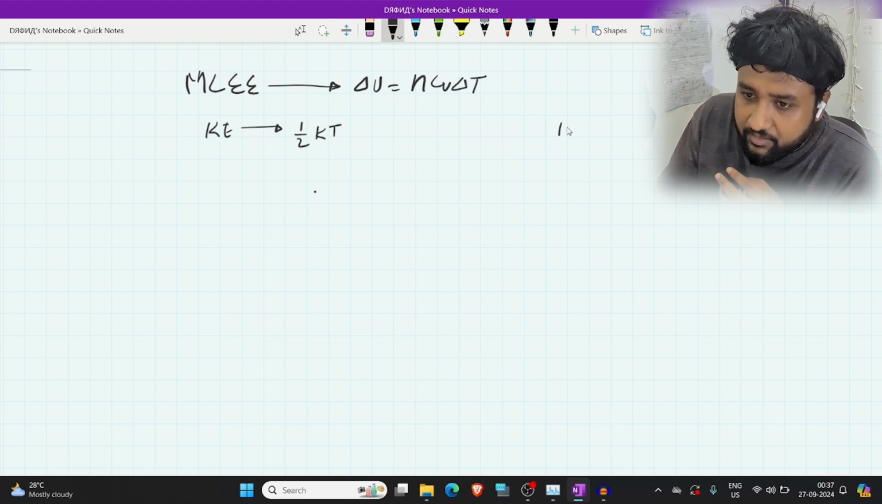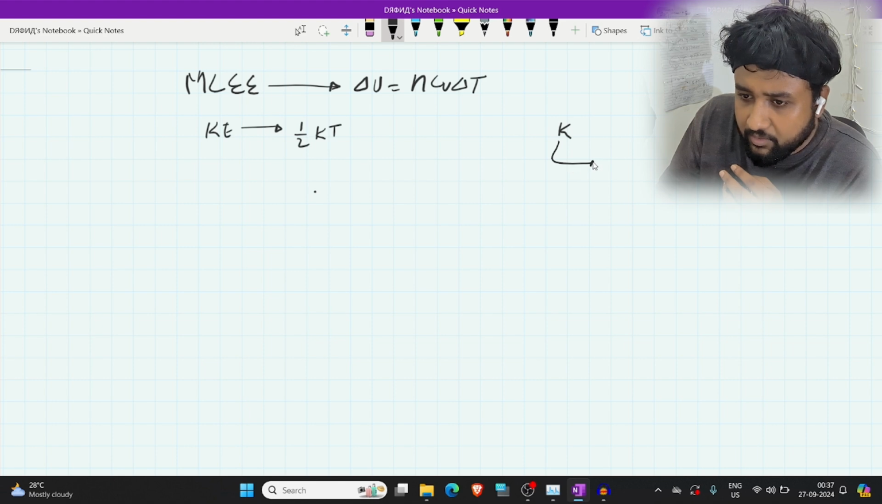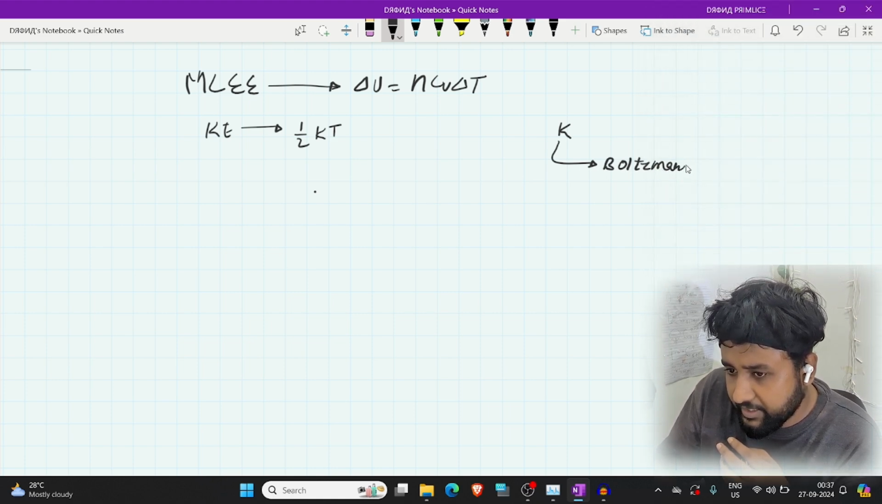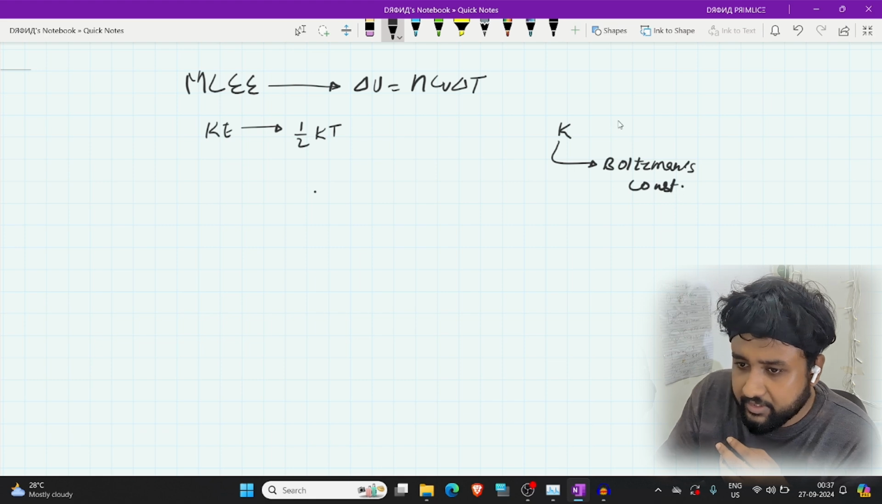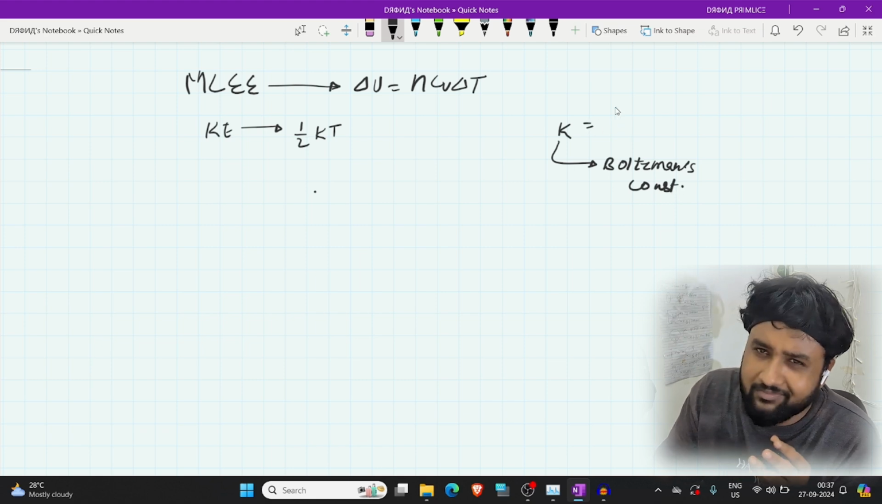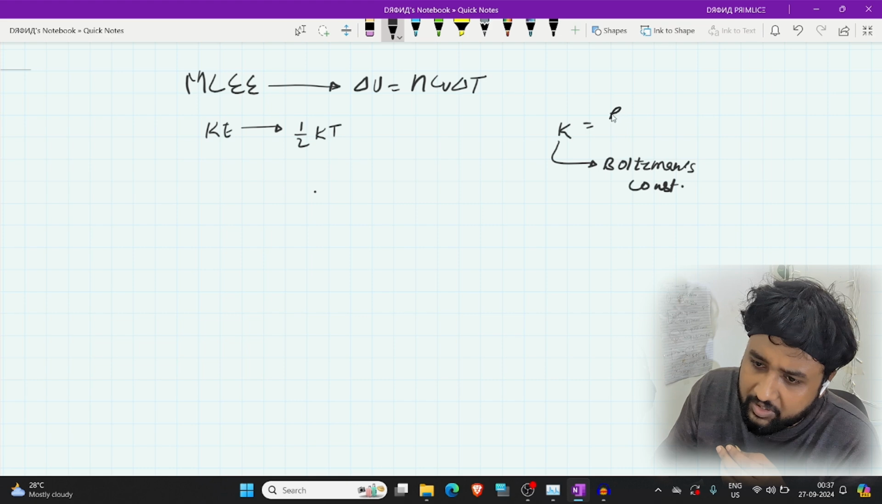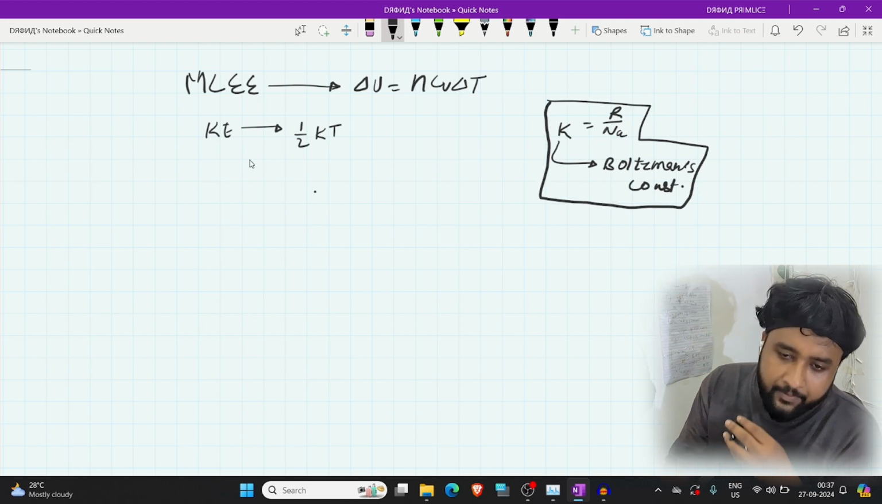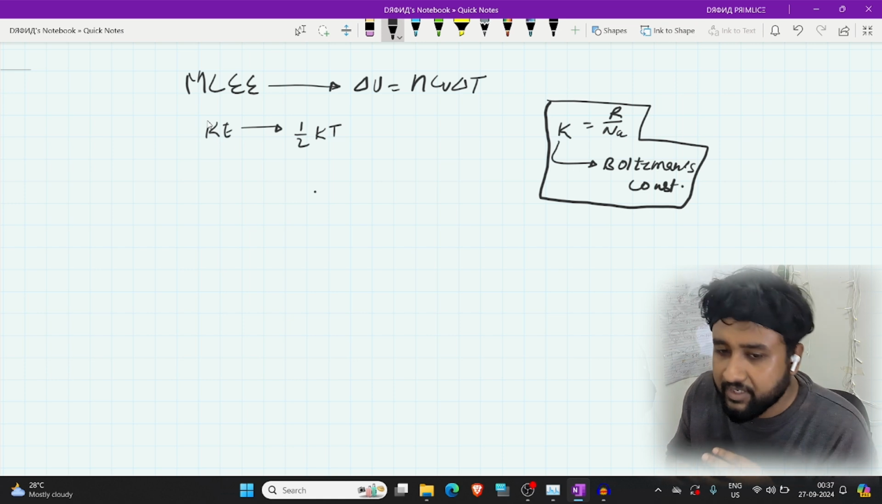And what is k here? So k is nothing but it is called the Boltzmann constant, which is equal to the ratio between the gas constant and Avogadro number. So this is our Boltzmann's constant. Okay, so this is about 1 degree of freedom.